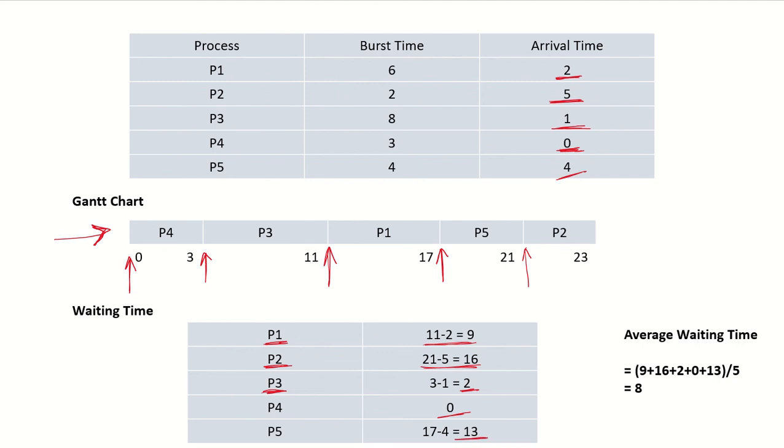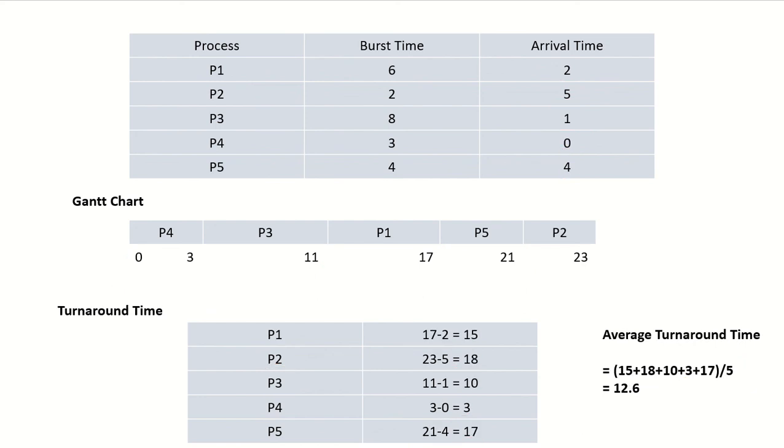So wait time was 13. Now if we add all these wait times, 9 plus 16 plus 2 plus 0 plus 13, and divide it by the number of processes, we will get 8. This is the average wait time for this particular example.